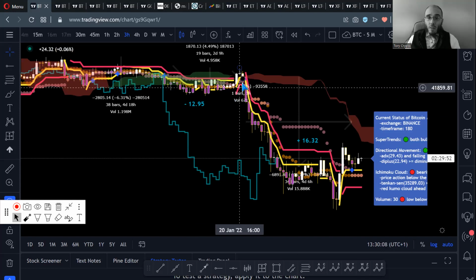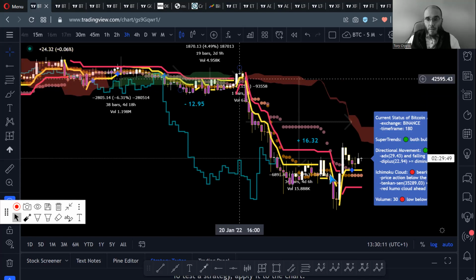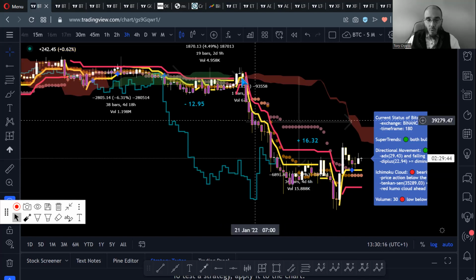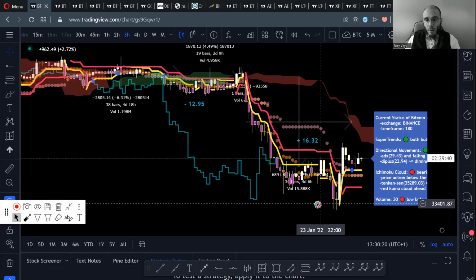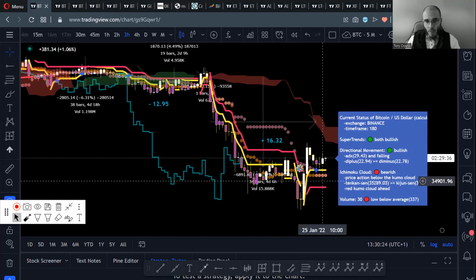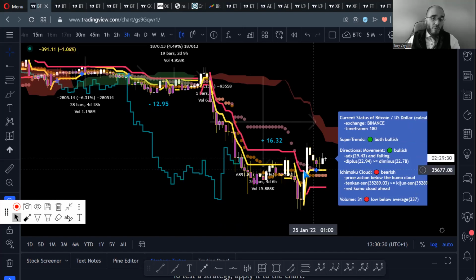Now the next trade is a winning trade. So you enter here and you exit here in the best case scenario. You enter here and you will exit when you close below the Kijun. Here you have a close below the Kijun, it's that candle.